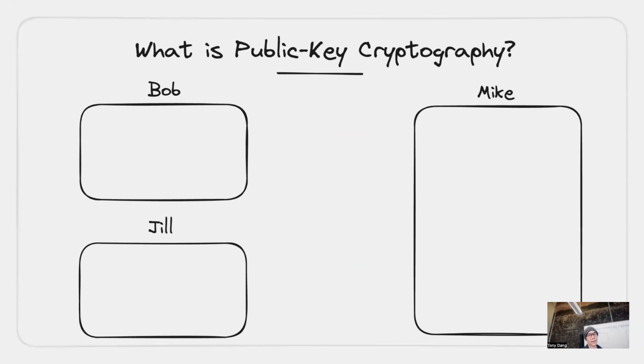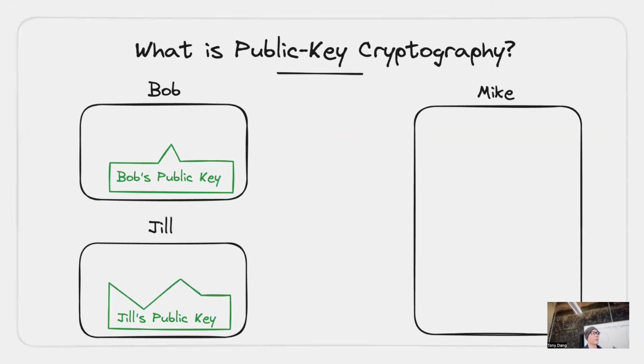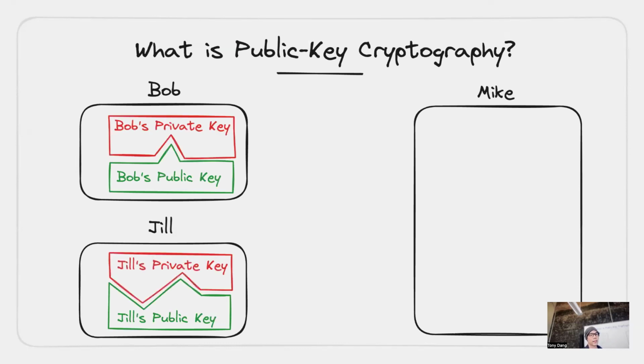So imagine that Bob and Jill, they both have a pair of keys. They both have a public key and a private key. And these keys are unique to each person. So I try to make it like different shapes right here to get the point across that the public key and the private key are a pair. And Bob's public key will only match with Bob's private key. And then the same thing with Jill is her public key will only match with her private key.